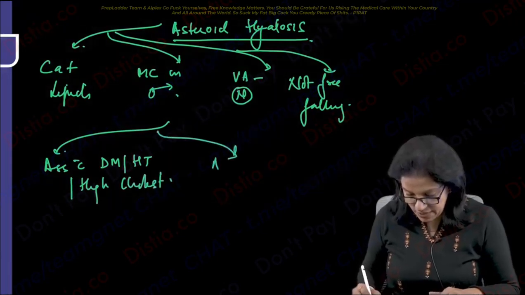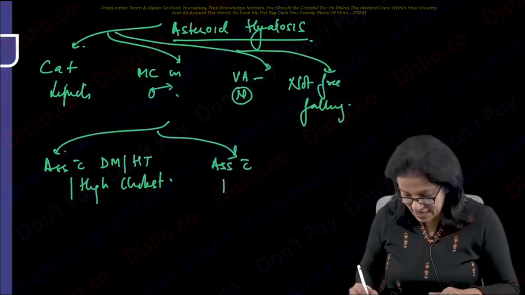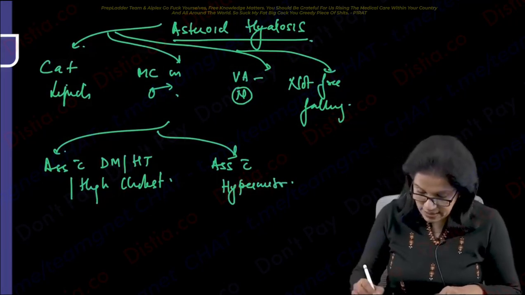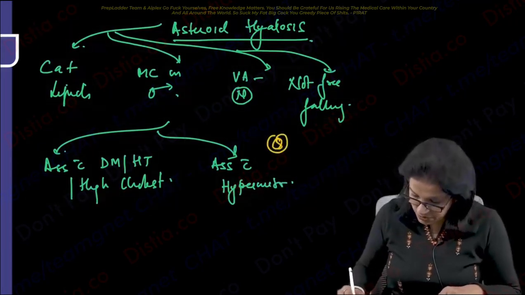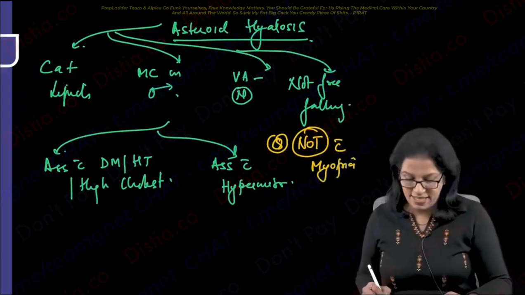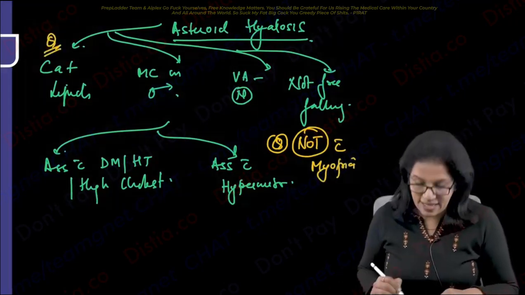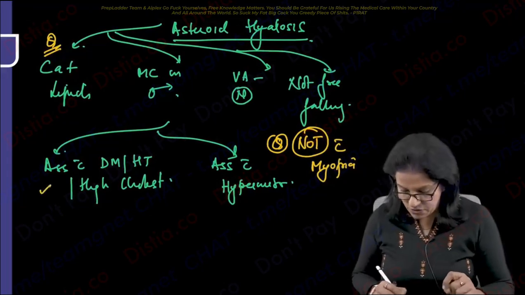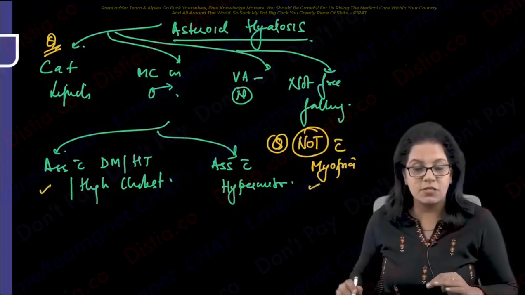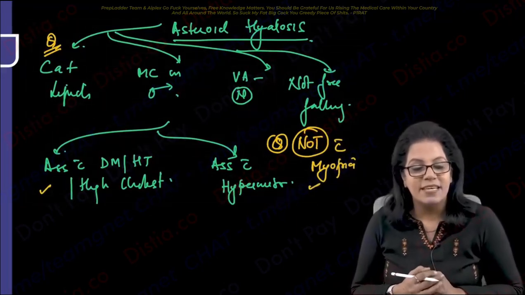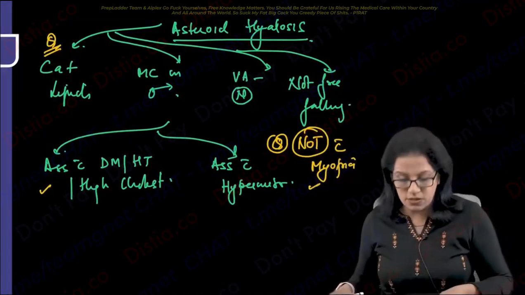It may also be associated with hypermetropia, but not, this is an exam question, see I am saying, not with myopia. So it is not associated with myopia. So one question was on composition. Second question they had asked you, which is the wrong statement, and they had asked you about association with diabetes mellitus. So it is not associated with myopia. We'll remember that. Okay? So that was about asteroid hyalosis.